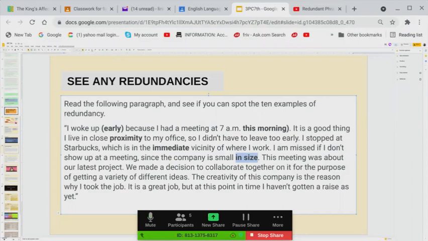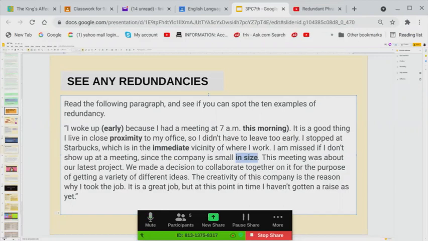Yes, miss. So in order to put some sense to this, we have to take out the one that doesn't affect the sentence that much. Next sentence now. This meeting was about our latest project. There's nothing in that one. We made a decision to collaborate together on it for the purpose of getting a variety of different ideas.